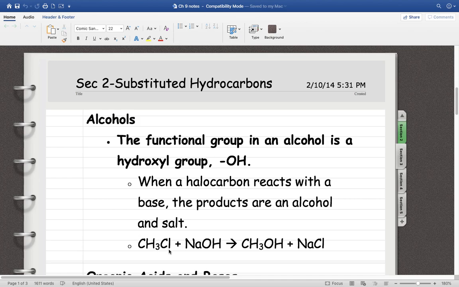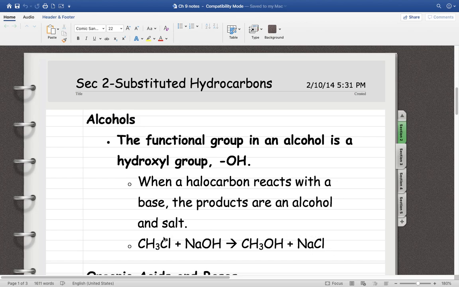So here it says when a halocarbon reacts with a base. So here's your halocarbon. You have CH3 and then a carbon is here. So it used to be CH4. One of the hydrogens is now replaced with a chlorine. So now I have chloromethane. Okay, and then I have a base, which is sodium hydroxide. So a halocarbon reacts with a base, sodium hydroxide, and then it makes an alcohol because of the OH. This is going to be methanol, and then it makes a salt. Now, a salt is a generic term, but this one happens to be sodium chloride. It's not always going to be sodium chloride.